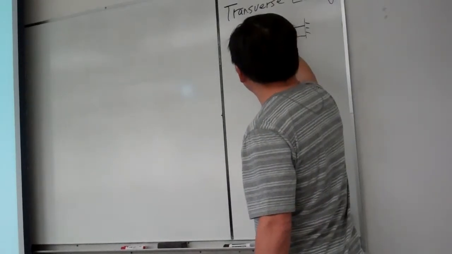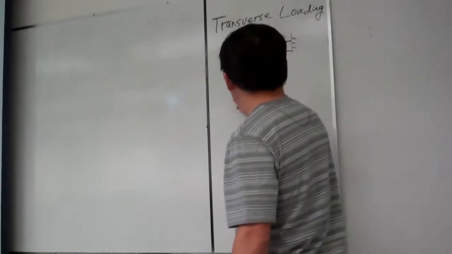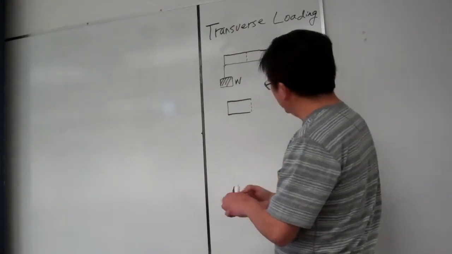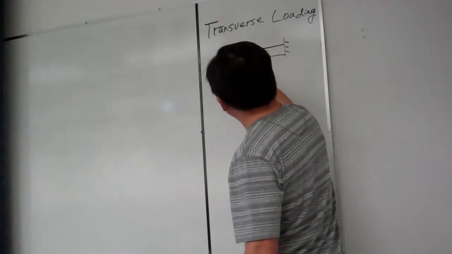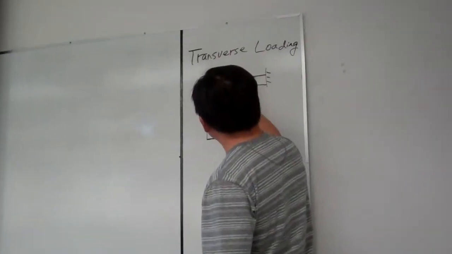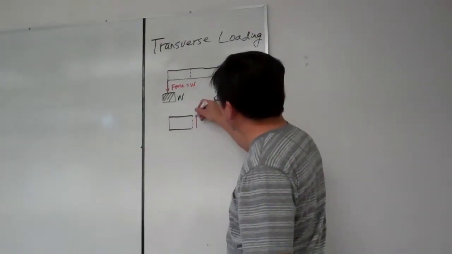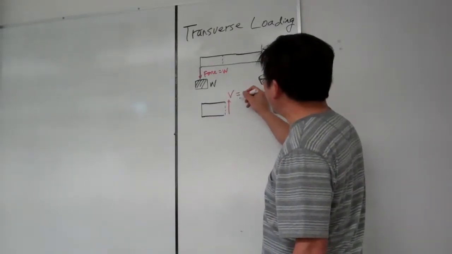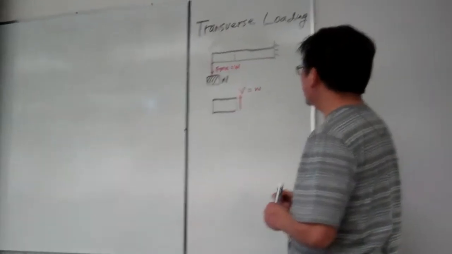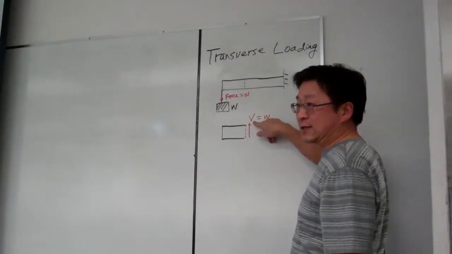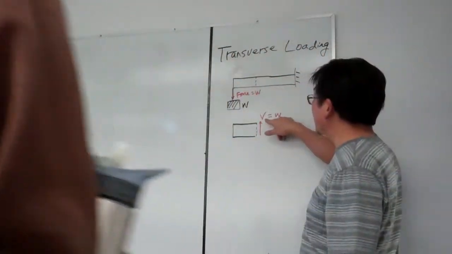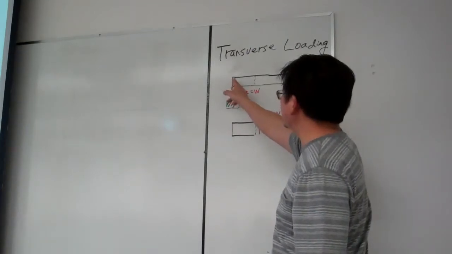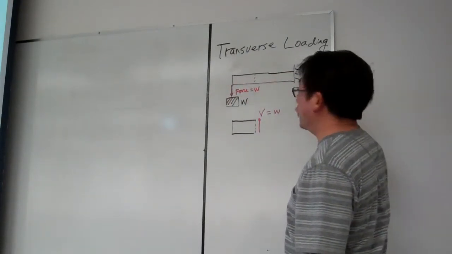So for example, if we pick a cross section here, then this weight will impose a loading with force equal to the weight. So that means by equilibrium, using the equilibrium equations, in magnitude V equals the weight. V is called the transverse loading, and again, you can draw the shear diagram, and that means you can find the distribution of the transverse loading throughout the whole beam.